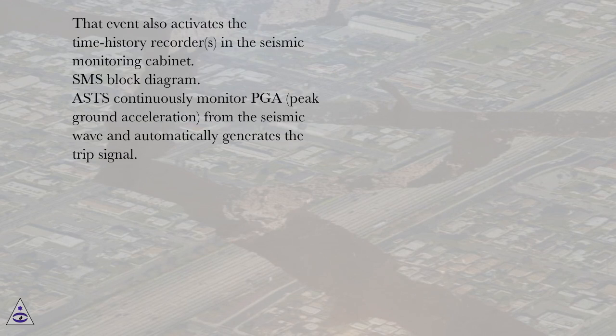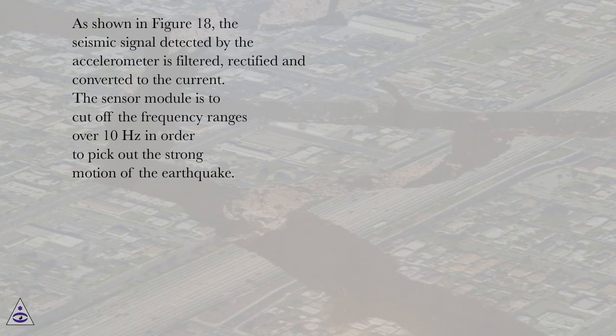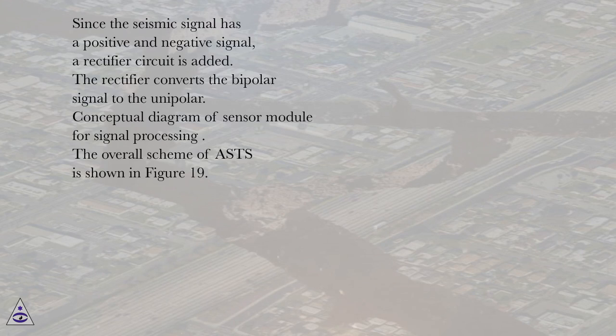SMS block diagram. ASDS continuously monitors PGA, peak ground acceleration, from the seismic wave and automatically generates the trip signal. As shown in Figure 18, the seismic signal detected by the accelerometer is filtered, rectified and converted to current. The sensor module cuts off the frequency ranges over 10 Hz in order to pick out the strong motion of the earthquake. Since the seismic signal has positive and negative components, a rectifier circuit is added. The rectifier converts the bipolar signal to unipolar.